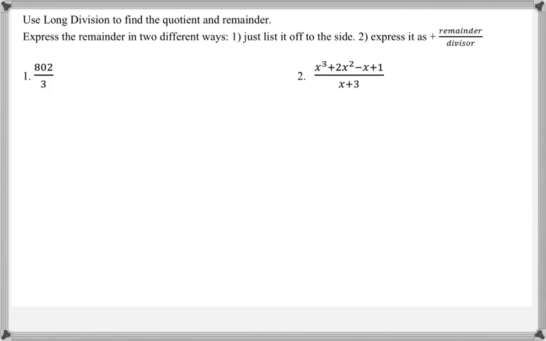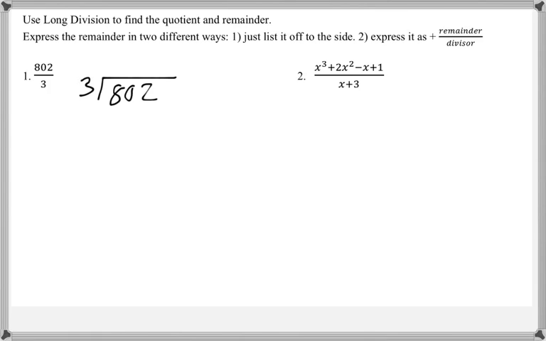This section is on long division. So before we do long division with polynomials, I want to look at long division just with normal numbers. So I'm going to take 3 and divide it into 802.